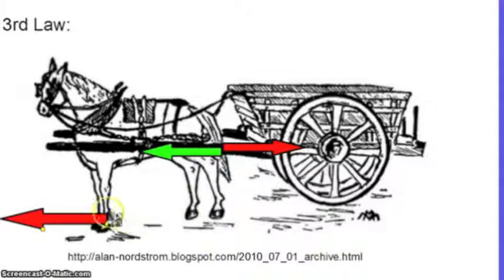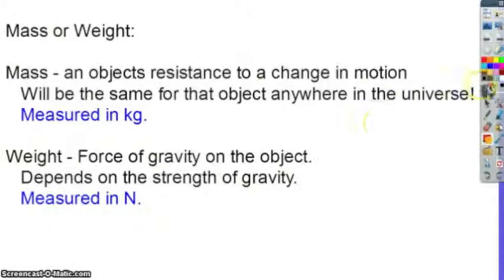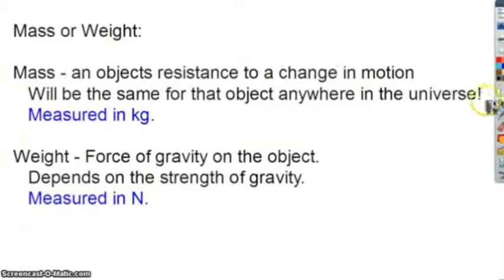So the forward force on the horse comes from the ground, and that's actually the responding force to the force that the horse is putting backwards on the ground. So the horse pushes backwards on the ground, and the ground responds by pushing forward on the horse. When we compare the backwards force on the horse to the forwards force on the horse, as long as the forwards force is greater than the backwards force, the horse will accelerate. If they're balanced, then the horse will not.